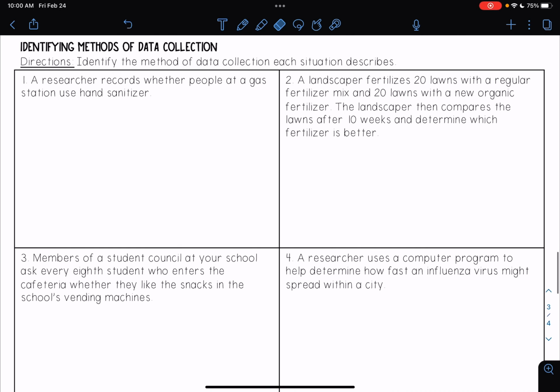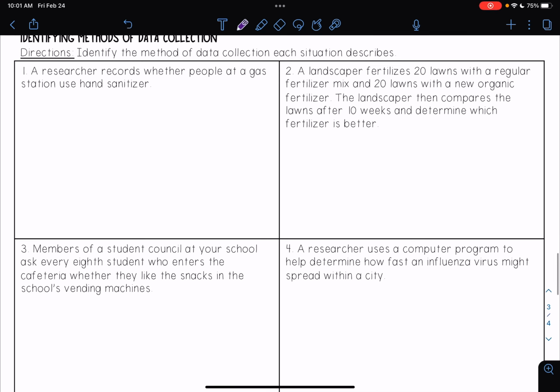So let's practice identifying methods of data collection. We're going to identify the method of data collection each situation describes. Number 1 says a researcher records whether people at a gas station use hand sanitizer. So here, the researcher is gathering data without controlling the individuals or applying a treatment. It's just observing what's happening. So this means that this is an observational study.